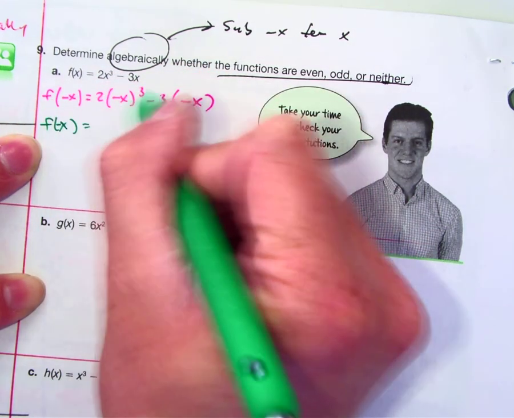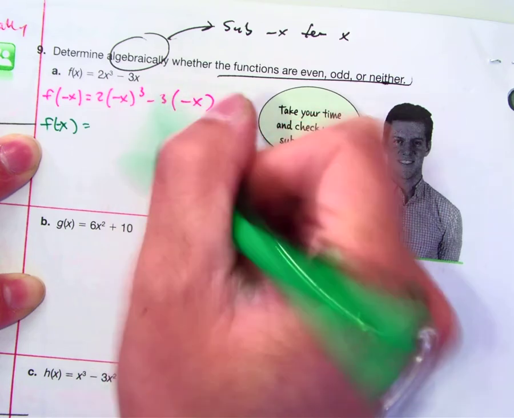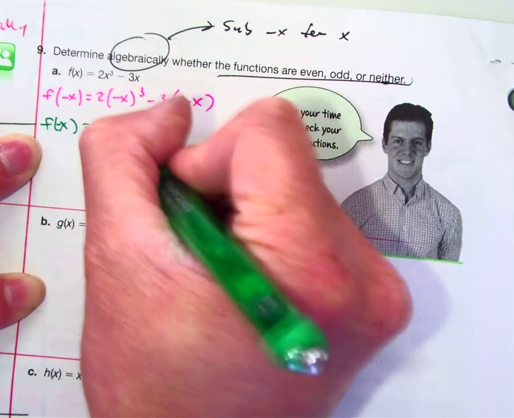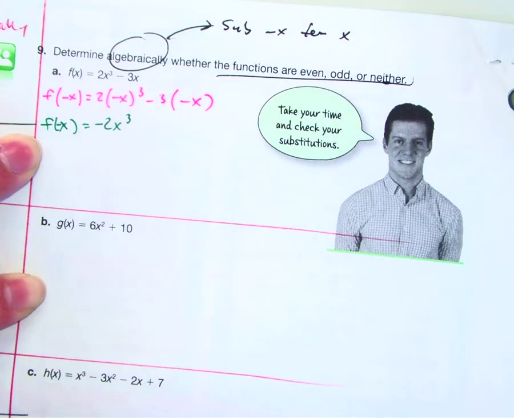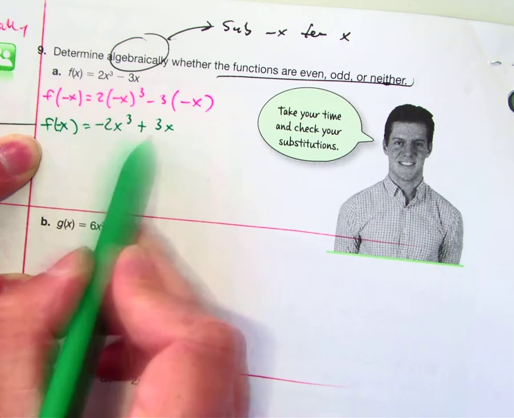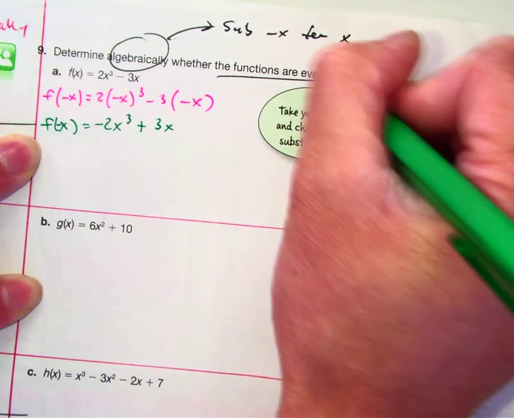And then I'm going to use exponents, so negative x times negative x times negative x is negative x to the third, times 2 is negative 2x to the third power. This becomes a positive 3x. Notice how this is not the original problem, so it's not even.